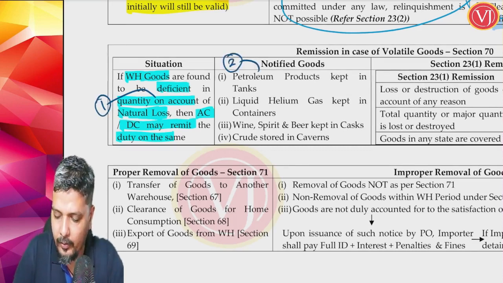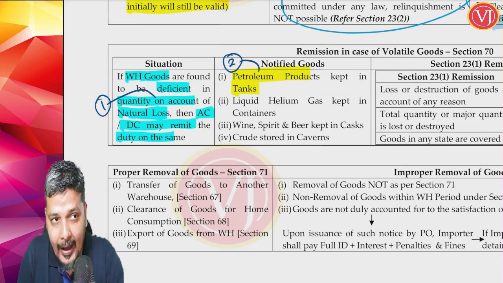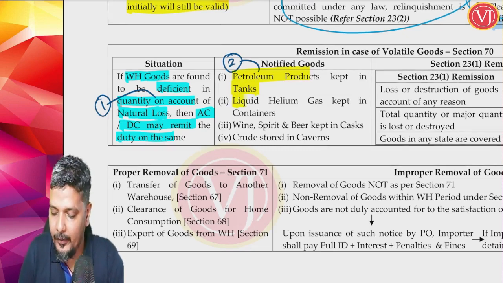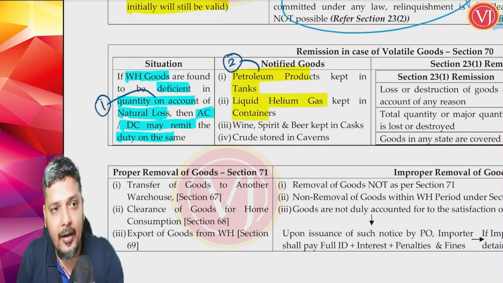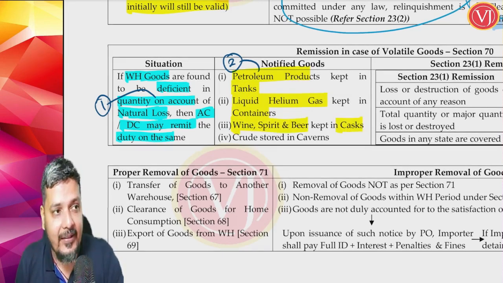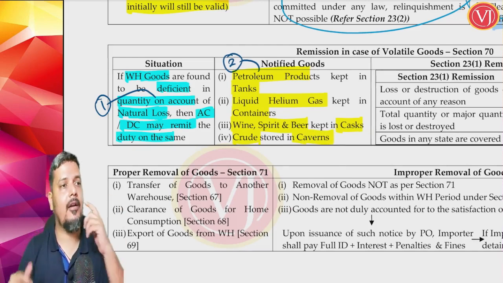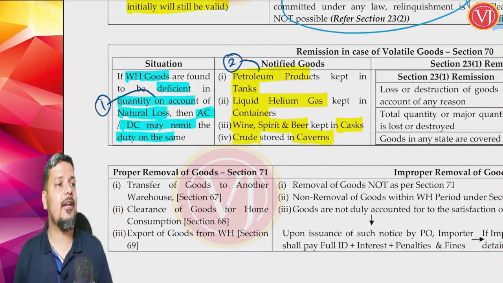Second, it is only allowed for notified goods. What are the notified goods? Petroleum products kept in tanks. Liquid helium gas kept in containers. Wine, spirit, beer kept in cask. Crude kept in caverns. Big cave type containers. Caverns.